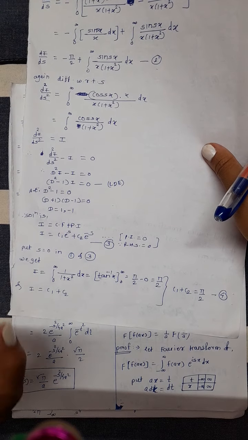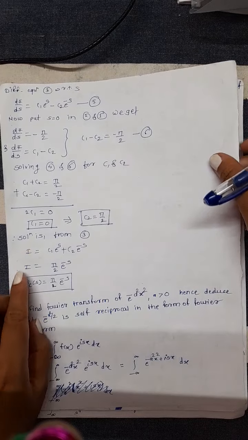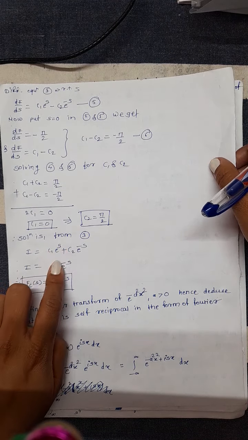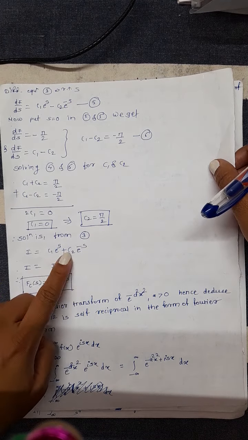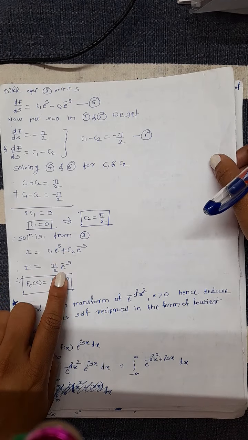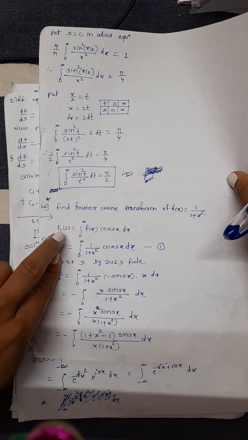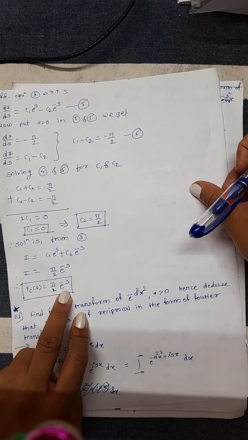Okay, now put these values in our answer. What is our answer? The value of I integration, that is equation number 3. Therefore we get I is equal to c1 e raised to s plus c2 e raised to minus s. c1 is 0, that's why the I value is pi by 2 e raised to minus s. What is our I? Our original question is finding the Fourier cosine transform. That's why the final answer is FCS is equal to pi by 2 e raised to minus s.